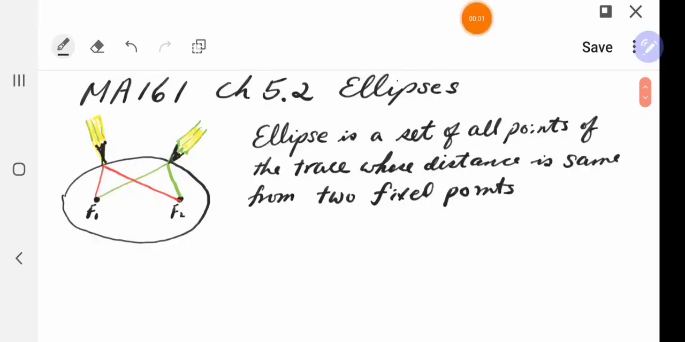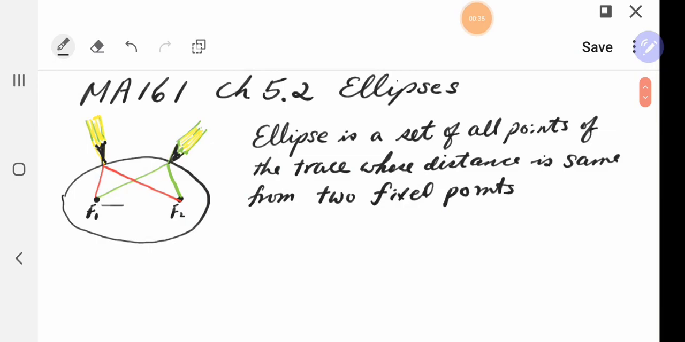Chapter 5.2 Ellipse. In this section we will learn about ellipses. An ellipse is similar to a circle. In a circle, the distance from the center is always the same. But for an ellipse, there are two points, not the center. The ellipse is the set of all the points traced from these 2 points.